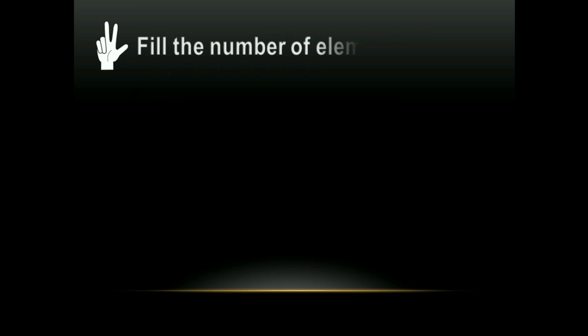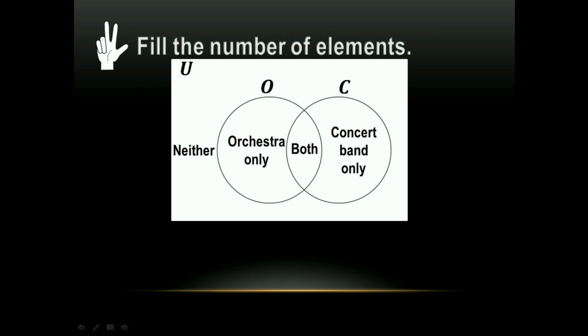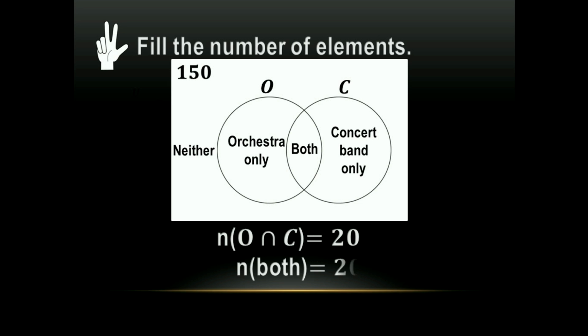For step 3, we have to fill the number of elements. So the first thing to do again is to substitute U. So U should be 150. Now again, for the second step, we have to fill the both, or the intersection. Given that n of O intersection C is 20, the both here should be 20.